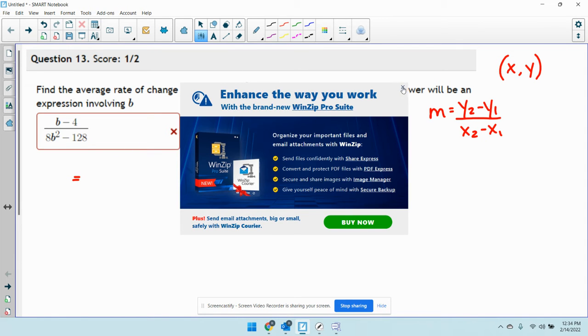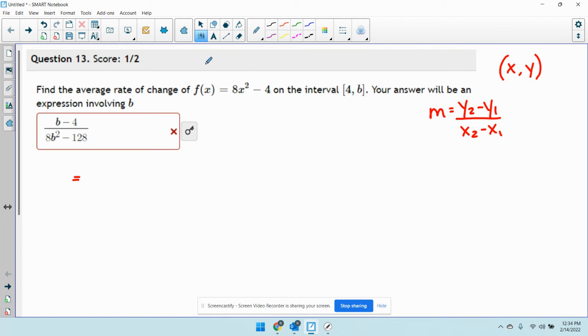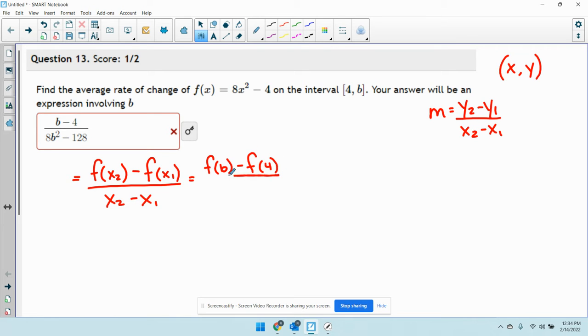So our formula for rate of change is going to look similar. Oh, don't mind that. My WinZip software. It's going to look similar, but instead of y's, we're going to use function notation. So it's going to look like this: f of x2 minus f of x1 over x2 minus x1. See, it's the same thing, except instead of y, we use f of x. So here I get f of, I'm going to put b first, f of b minus f of 4 all over b minus 4.